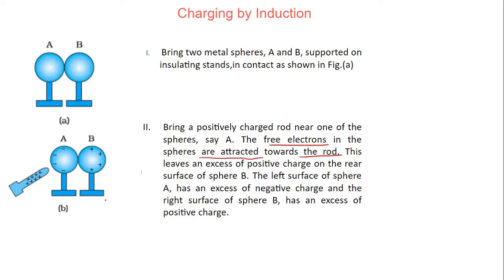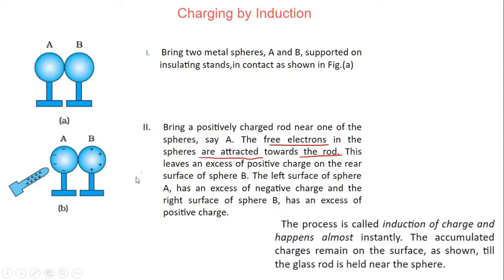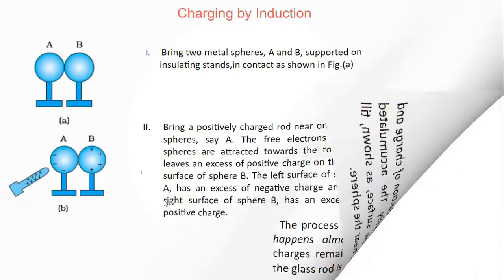Mind it, here the free electrons of sphere A will be attracted towards the rod because of its positive charge, and similarly the positive charges of B get accumulated on its rear side. This is called the method of induction of charges, and it happens almost instantly. The accumulated charges remain on the surface.